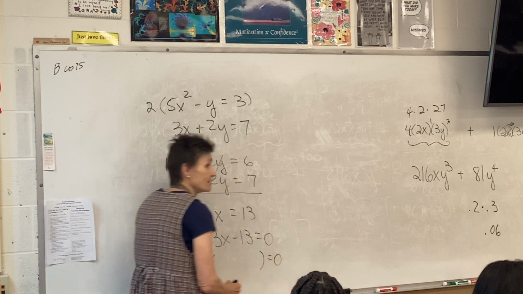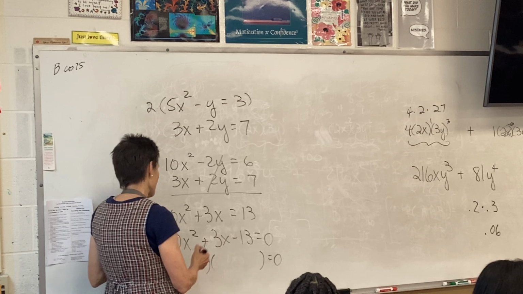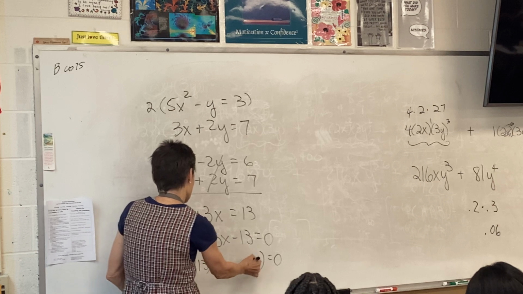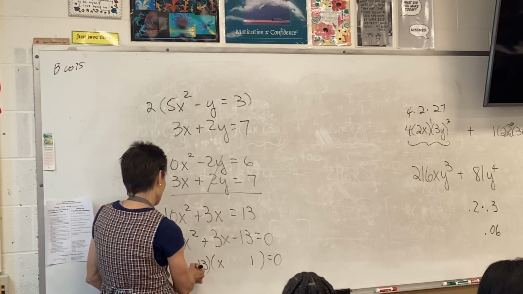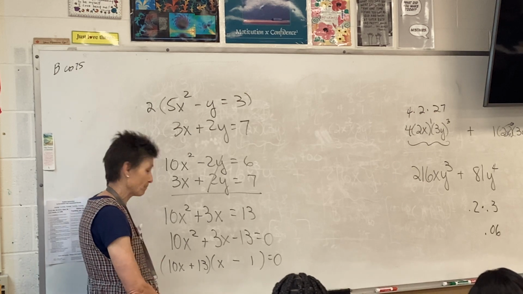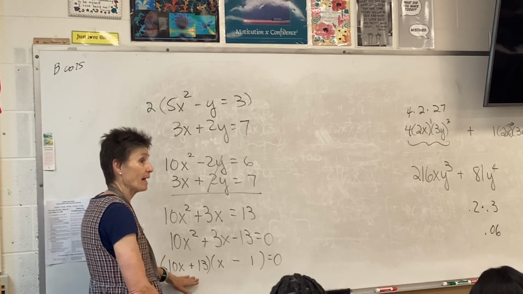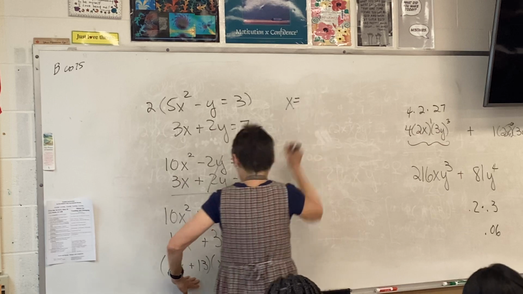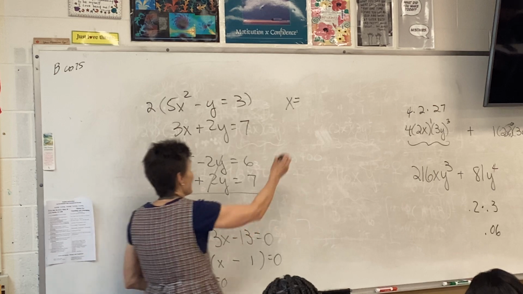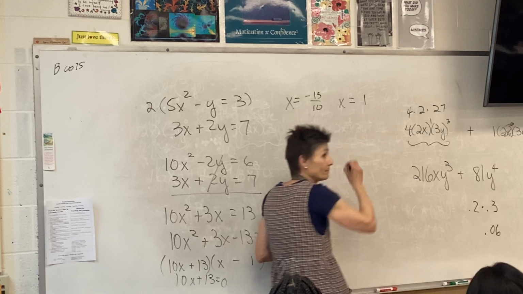But if it doesn't, I can always use my quadratic formula, right? Some of these numbers, it looks like it might factor. 10 and 13. Let's see, does that work? Yeah, I think that works, doesn't it? So what does that mean? That means x is going to be either, set this equal to 0. So x is going to be negative 13 tenths, or x is going to be positive 1.